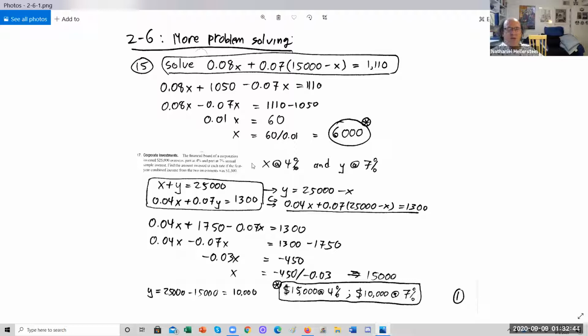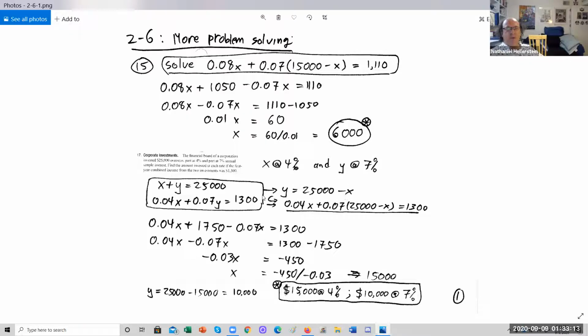The rule is 4% of x is how much interest that gets. 7% of y is how much interest that gets. So you add those up and you get the total interest of 1,300. 0.04x plus 0.07y equals 1,300. Now starting from x plus y equals 25,000, the trick is to solve for y alone. Just do that by subtracting x from both sides. Get y equals 25,000 minus x.